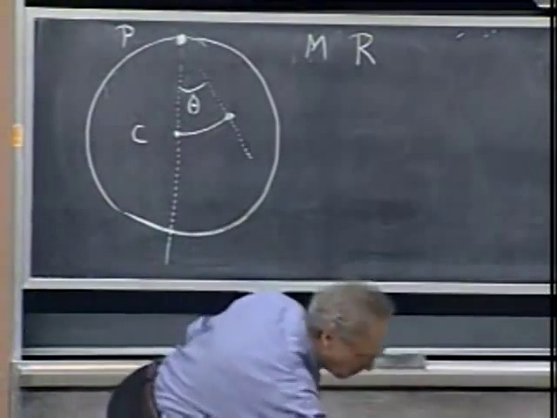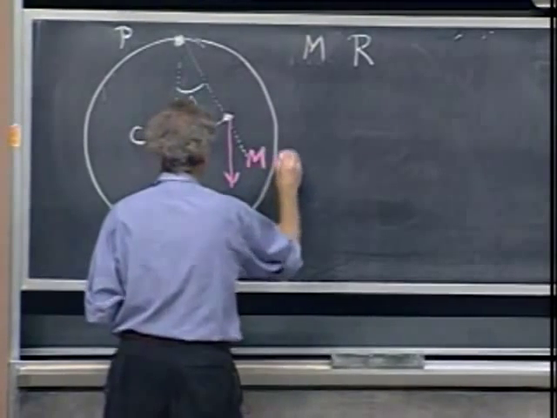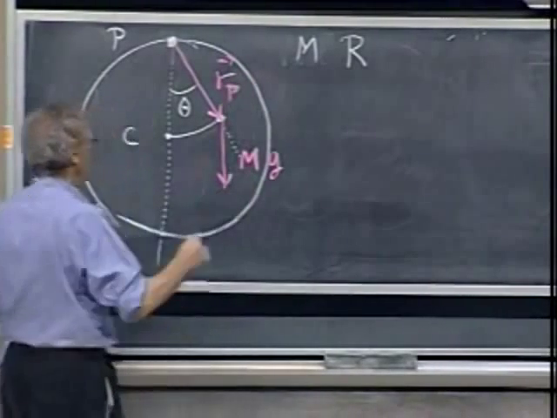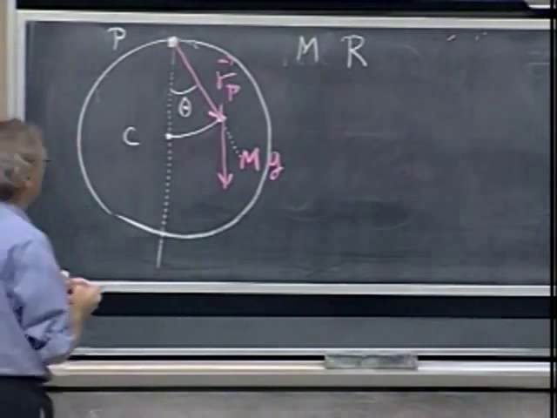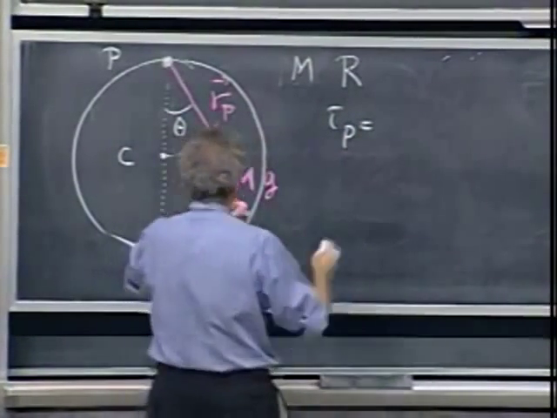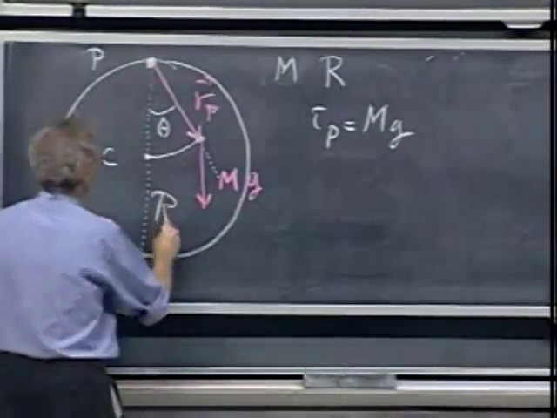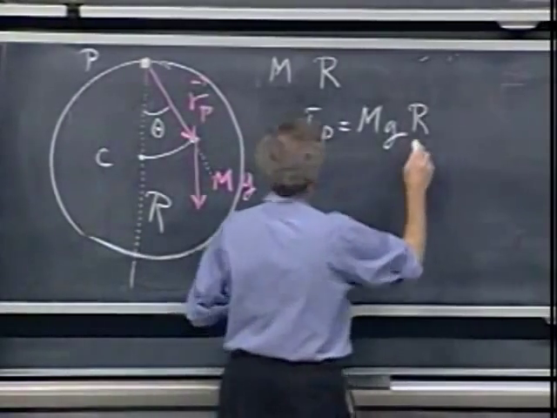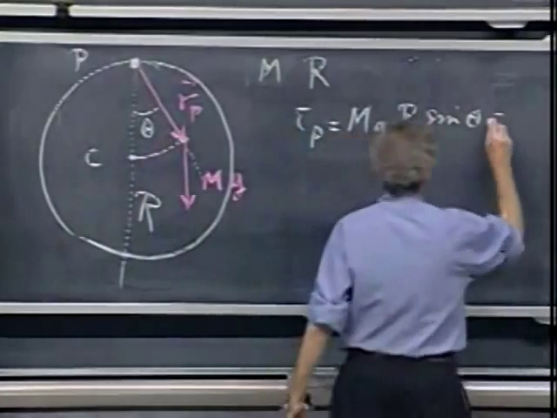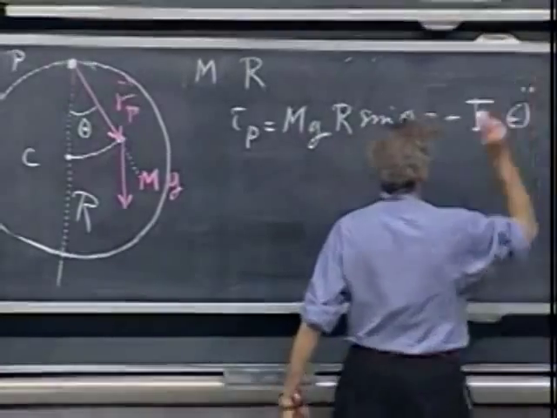I know there will be forces through that point P, but I couldn't care less about them. All I worry about is this mg and this position vector rp. And the whole thing goes parallel. I'm going to get that the torque about that point P equals mg, and I will fill in for this immediately the radius r times the sine of theta. And that must be equal minus the moment of inertia about point P times theta double dot.